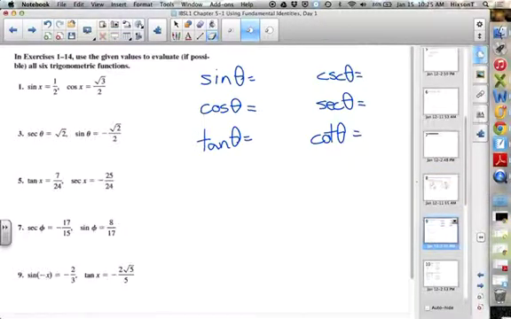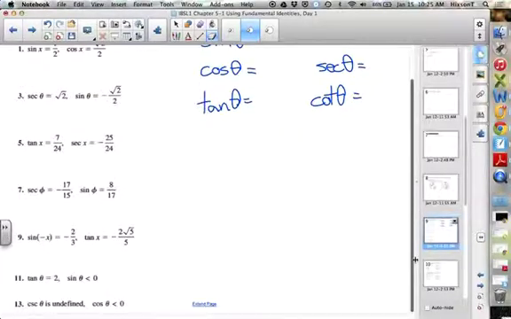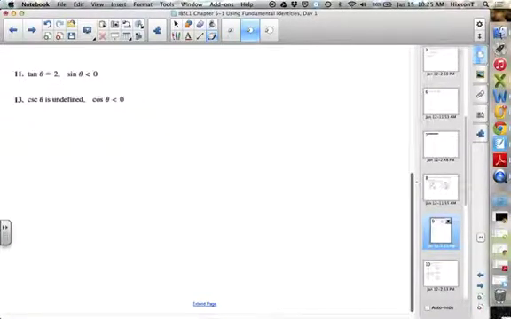Alright, yesterday we had looked at 1 and 2. Were there any questions on others from 1 through 13, the odds? 11 and 13, okay. Let's see, number 11, I'll just rewrite it over here. Tangent of theta equals 2, and sine is negative.